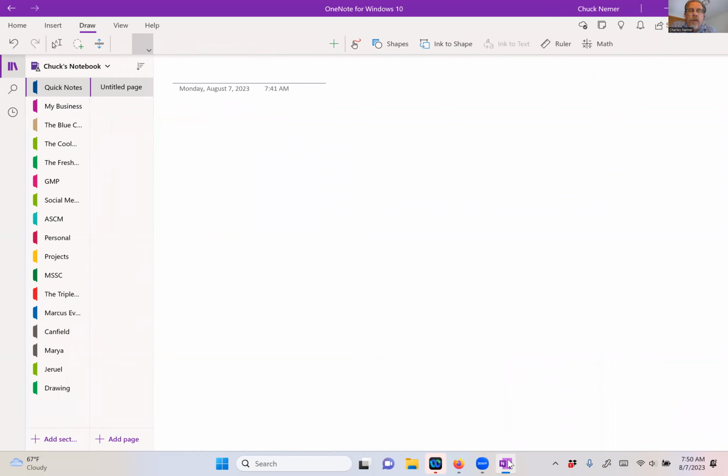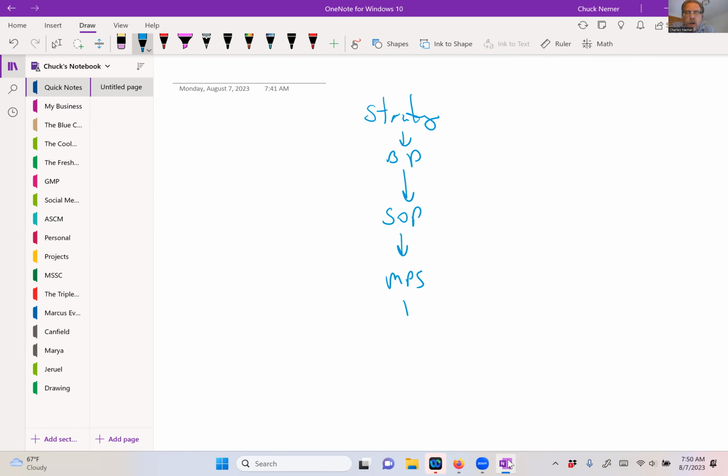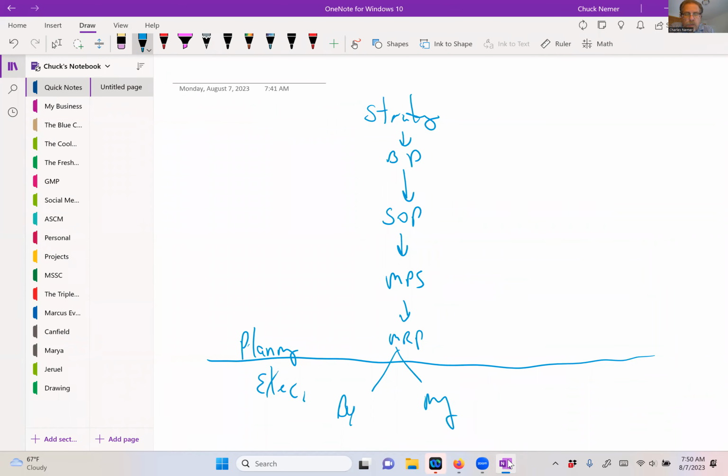So if you remember the MPC chart, we've got strategy up on top, and that drives the business planning, which drives S&OP, which drives MPS, which drives MRP. And if you remember, we had the line here. Everything above that was all about planning. Below that, whether we're buying or manufacturing, is all about execution.